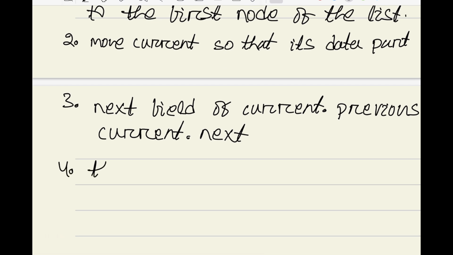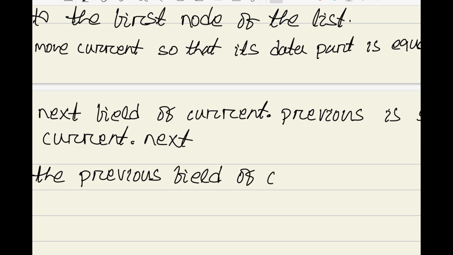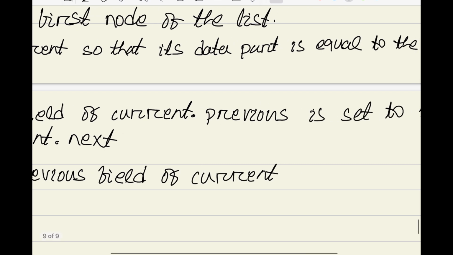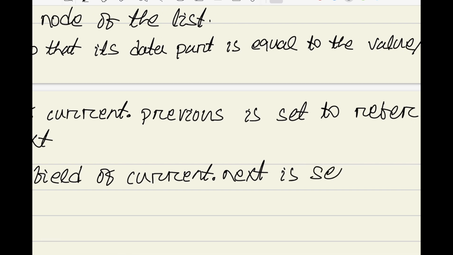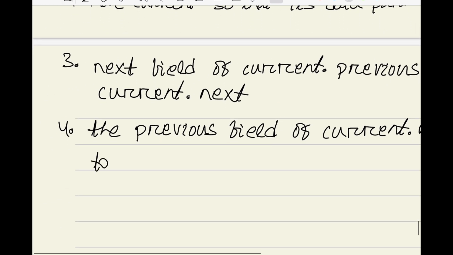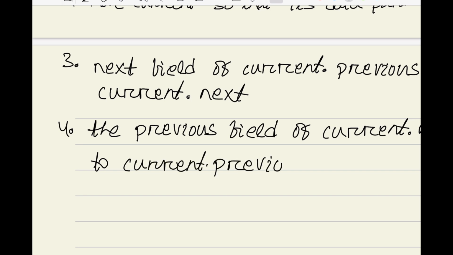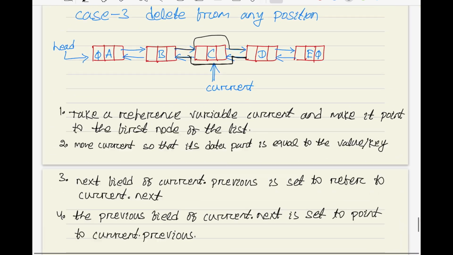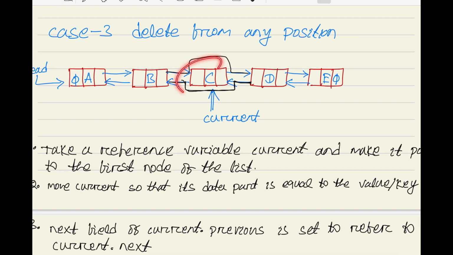In next step the previous field of current dot next is set to point or set to refer to current dot previous. So, first find the node that we want to delete and current refers to that node.